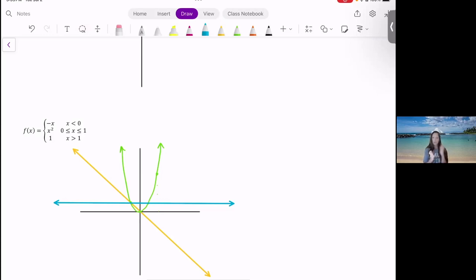For x being less than 0, so from the y-axis left, I'm only using that negative x graph, which is the gold graph. Everything else goes away. I'm going to then erase the blue and the green. Once I get to the origin, I take on x squared. That means that the yellow now goes away, and I'm not dealing with the blue until I get to 1. At 1, I'm then dealing with f of x equals 1, which means the green graph goes away, and I'm now dealing with the blue graph.